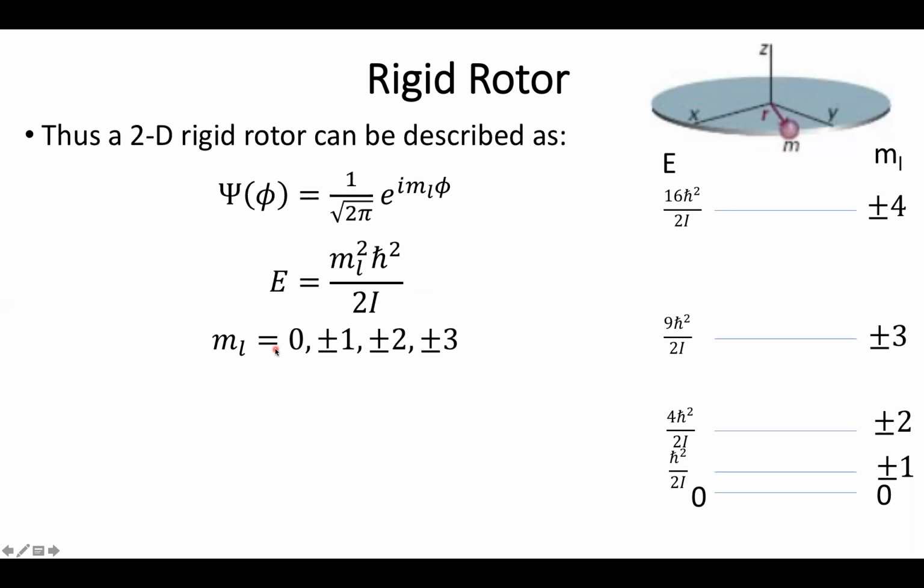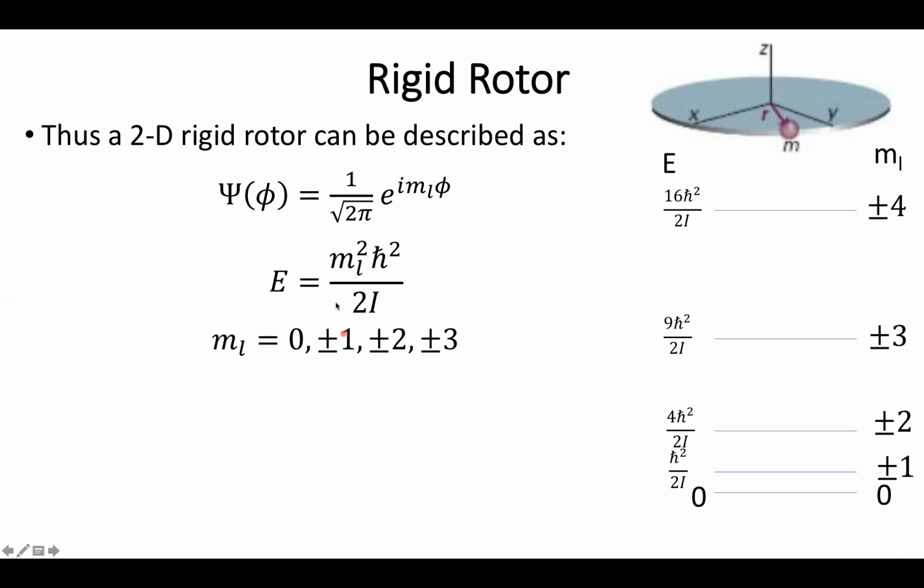So first of all, unlike vibrations, it's actually possible for a system to have a zero rotational energy. So it's entirely possible for a system to just simply not rotate. You don't have to have rotational energy to be a molecule, because if m sub l is 0, then the energy term just drops out.